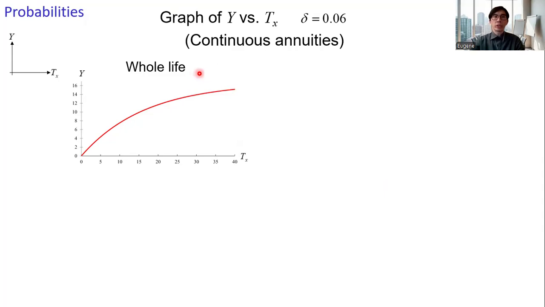For whole life annuity, there is a maximum for Y. Here corresponds to the present value of a continuous perpetuity. Here the maximum is 1 over delta.